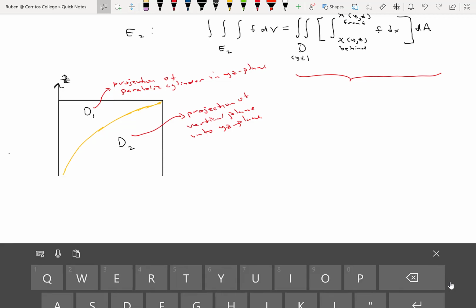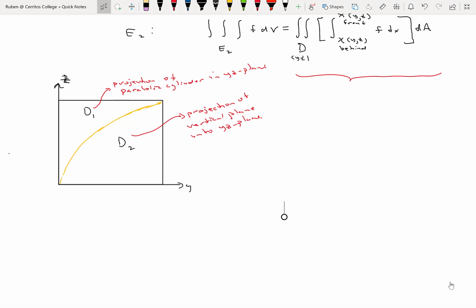Let me get rid of this. Okay. Very sensitive surface here. Things keep popping up. I'm barely touching things. Okay.